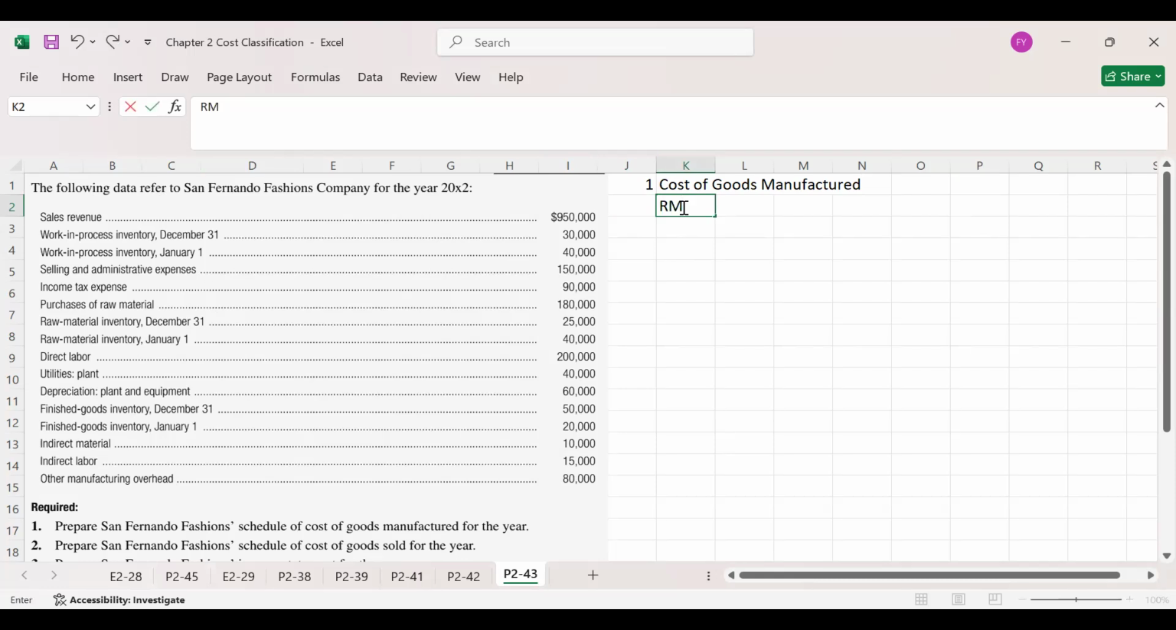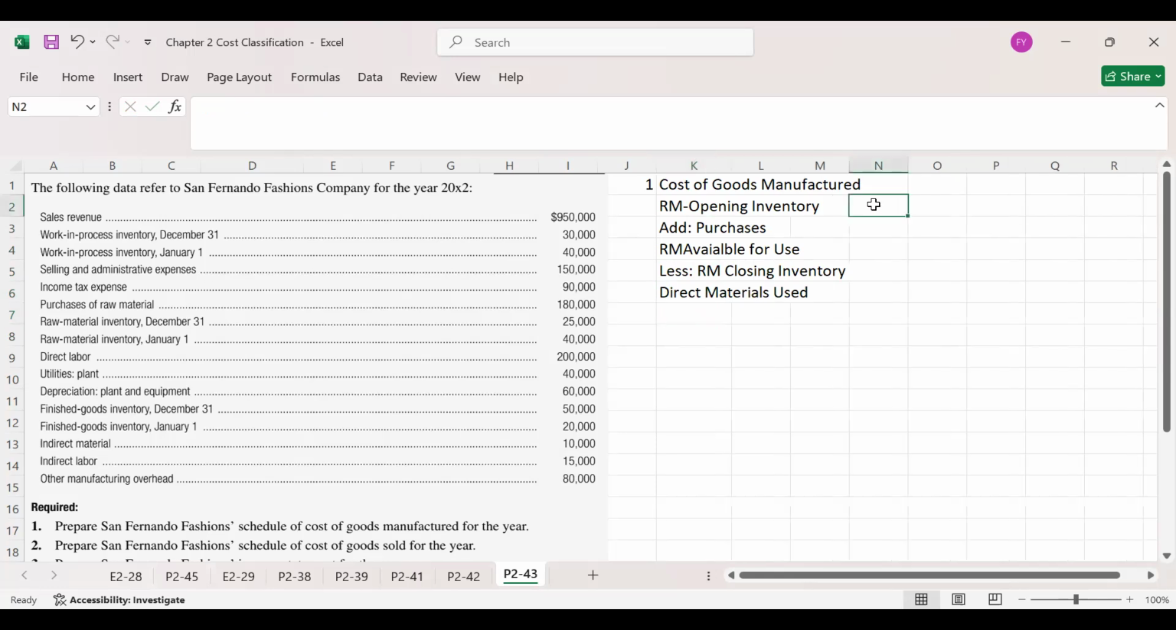For this, we have raw material opening inventory. We add purchases in it to get raw material available for use, and then we deduct raw material closing inventory to get direct materials use. You can also call it raw material use. Both are same. So in the inner column, we are going to calculate it.